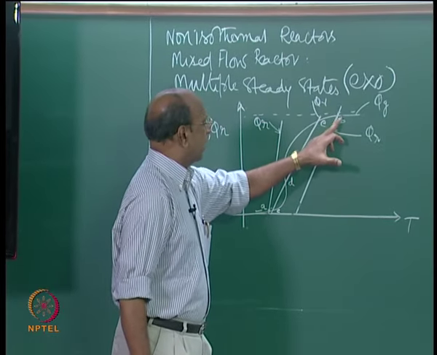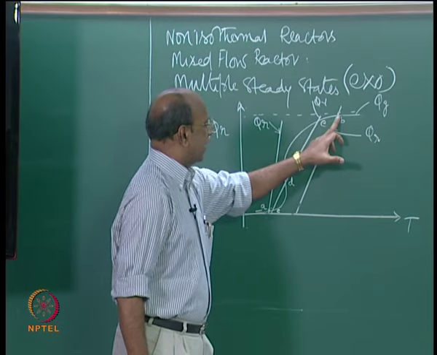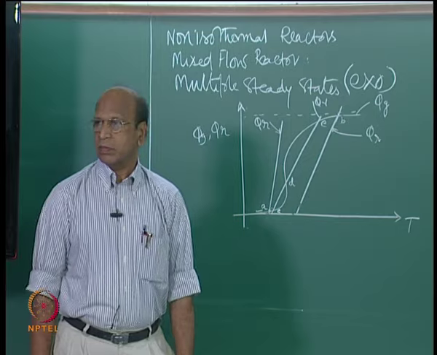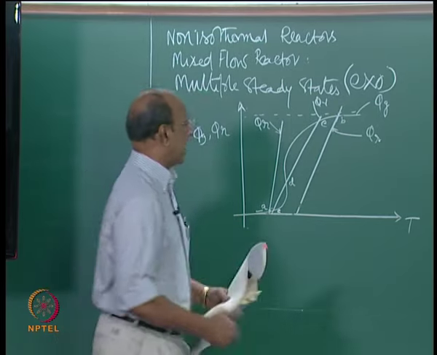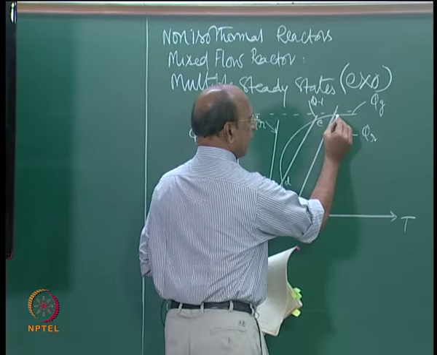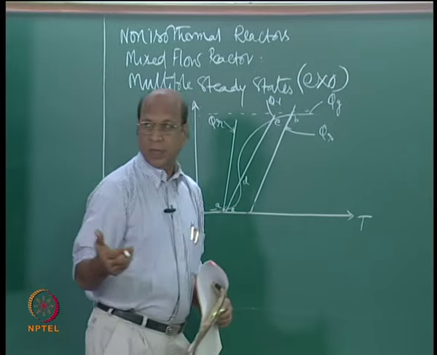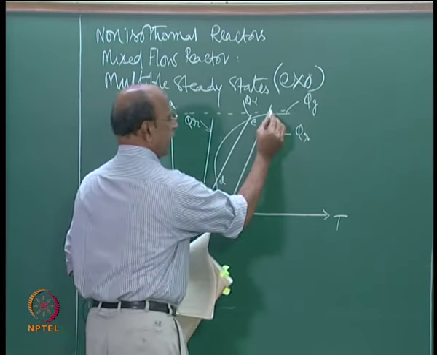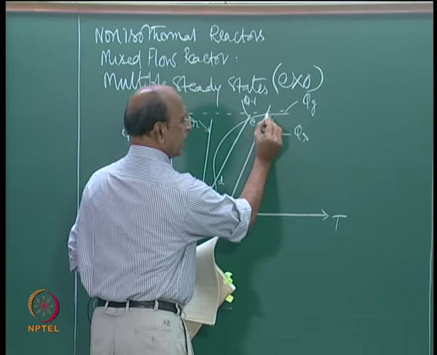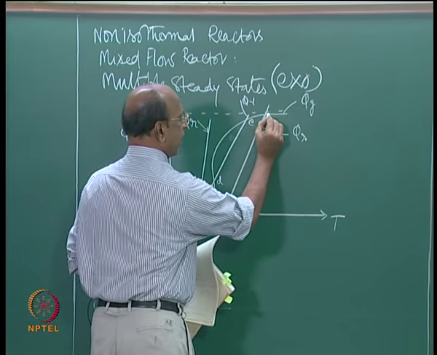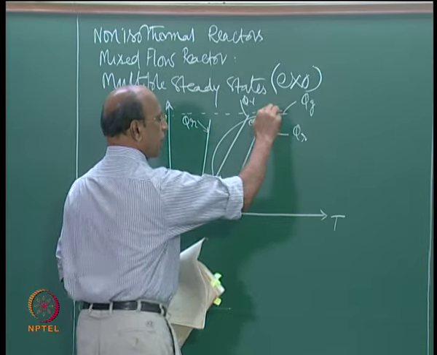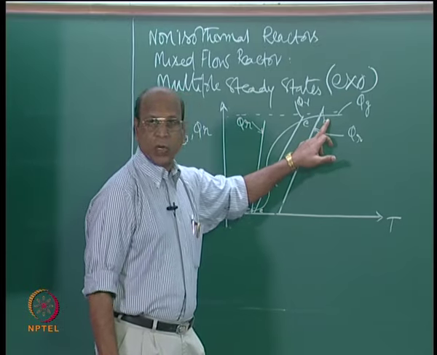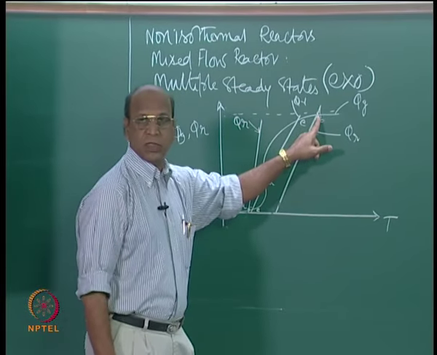Same argument here. Let us say it is 100 degrees centigrade and it moved to 105. When it goes to 105, the rate of reaction should increase, right? Heat release must increase, temperature must increase, so it will definitely move in this direction. But now if I draw a line here, heat removal is more than heat generated. So what will happen again? It will come back to this state.